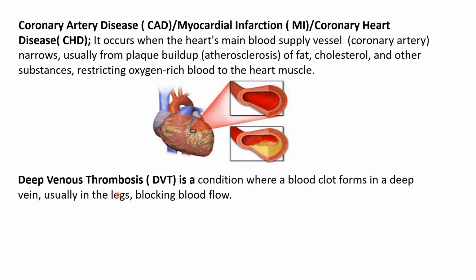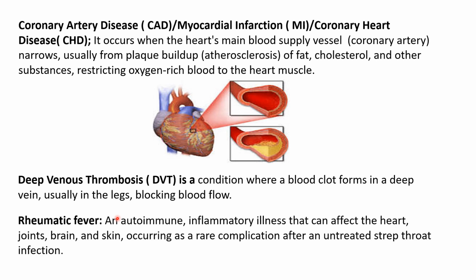Deep venous thrombosis. It is a condition where a blood clot forms in a deep vein, usually in the legs, blocking blood flow. Rheumatic fever is an autoimmune inflammatory illness that can affect the heart, joints, brain, and skin, occurring as a rare complication after an untreated streptococcal throat infection.